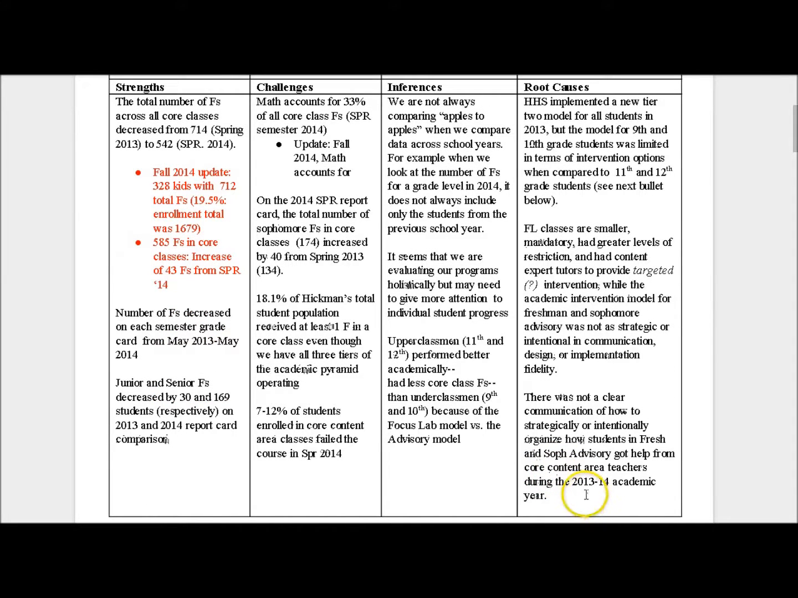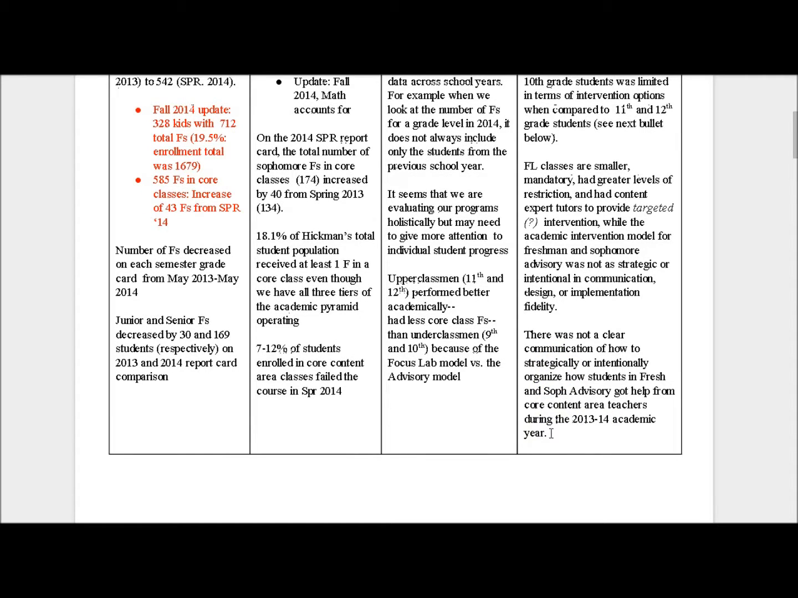Another inference, it seems that we're evaluating our programs holistically, but may need to give more attention to individual student progress. That goes directly with my previous inference, looking at how students are doing across the years, looking at their trends. Another inference, upperclassmen, 11th and 12th graders perform better academically. And when I say that, that means they had less core Fs than underclassmen because of the focus lab model versus the advisory model. And again, that is an inference. We don't know if that's the truth or not. That is an inference that we made, and we thought that it was a strategy that showed results.